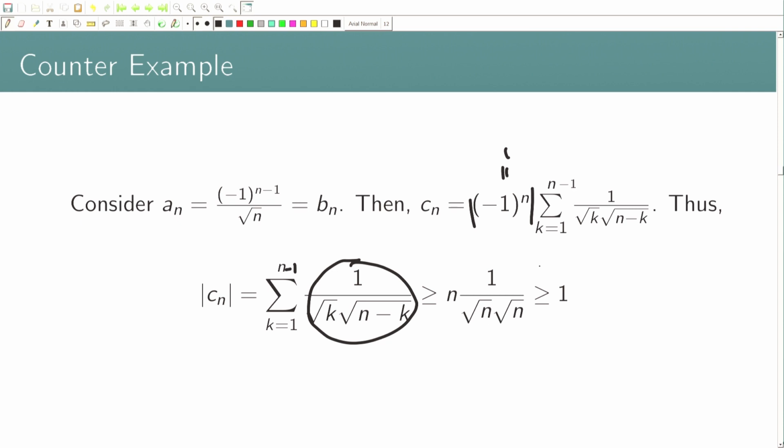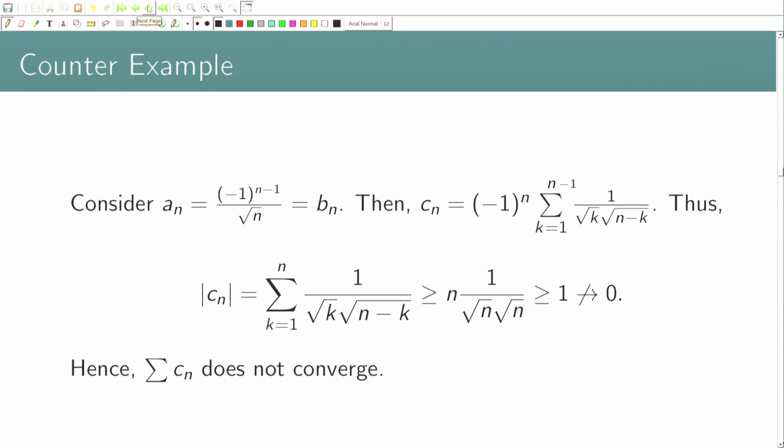However, we know that if the summation C n converges, then this will imply that the sequence C n goes to 0. But here we have got the mod of C n greater or equal to 1, therefore, it can never go to 0. Therefore, this series does not converge. So, for the Cauchy product, at least one of the series, either A n or B n, has to be absolutely convergent to get the Cauchy product to converge.